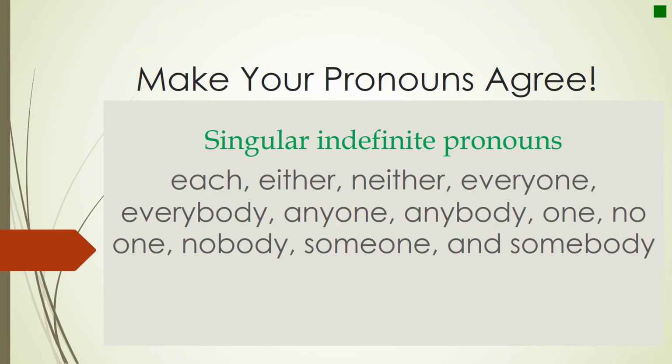Some of the antecedents that give people the most trouble are the singular indefinite pronouns. And here's a list. Each, either, neither, everyone, everybody, anyone, anybody, one, no one, nobody, someone, and somebody. All of these are treated as singular. So you have to make sure that you have a singular pronoun if one of these words is the antecedent. And because people often think of these as plural, some of them especially, like everyone, they can cause writers a lot of difficulty. So just watch out for that and make sure that you have a singular pronoun if it's referring to one of these antecedents.